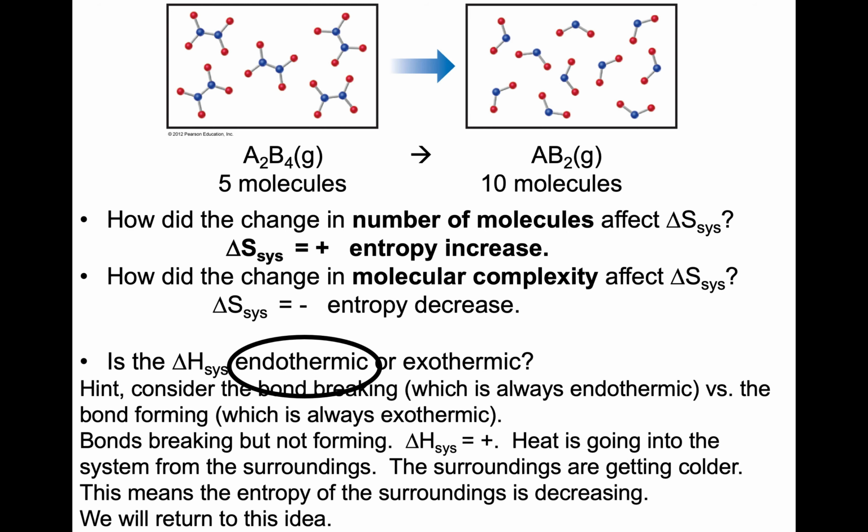It's endothermic. In order for that to take place, we'd say that heat is going into the system. The surroundings are getting somewhat colder. This would mean the entropy change for the surroundings is going down. That's an idea we're going to use just a moment here.